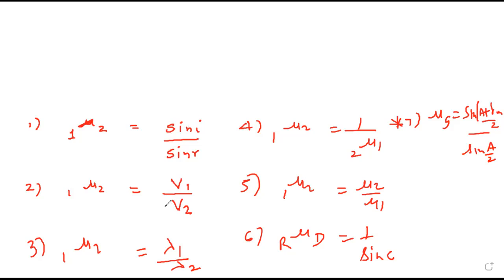Please repeat the 7th. After asking, just mute yourself so that the voice is clear. The 7th: I said we can use the prism formula only when they say light suffers angle of minimum deviation.